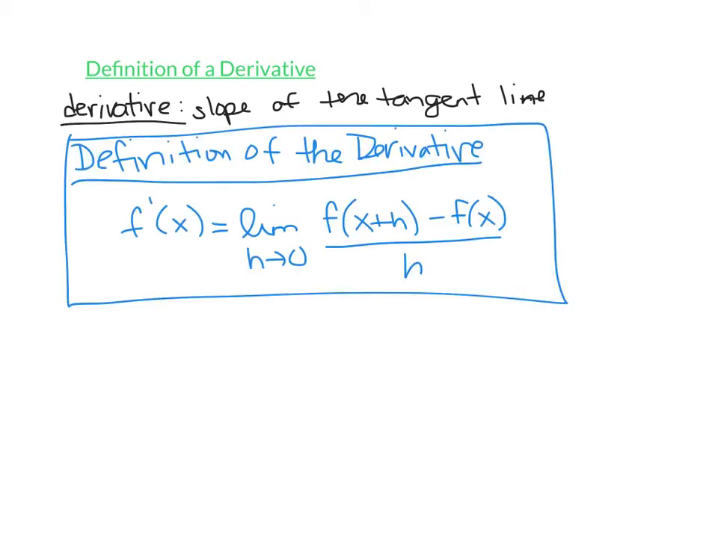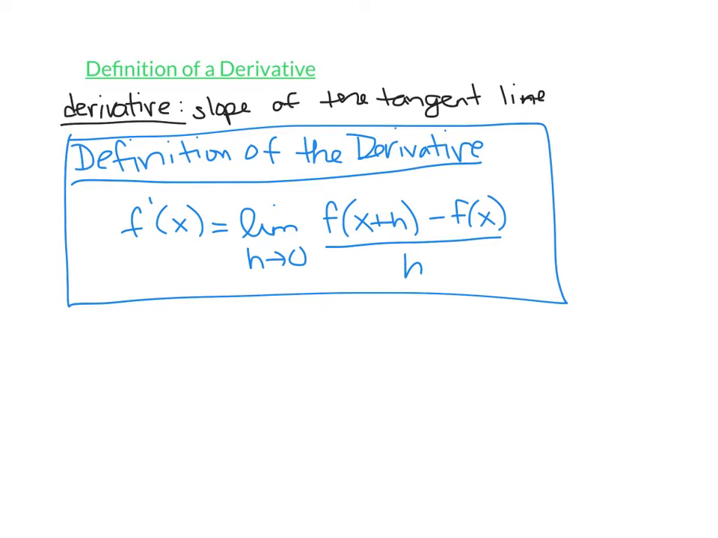So this is the actual definition of the derivative. So we have that f prime of x is equal to the limit as h approaches 0 of f of x plus h minus f of x over h. You might notice that this thing that we're taking the limit of is the difference quotient. We've seen it before. I'm going to explain in just a second where we got that from.